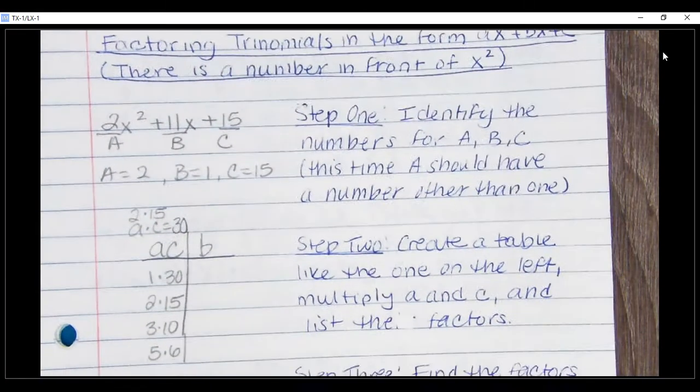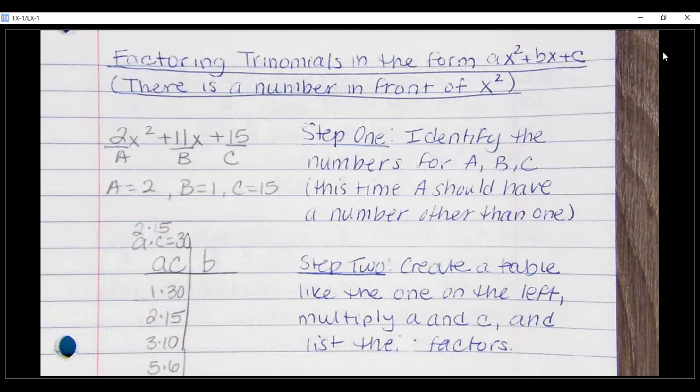Okay, here's the next problem. What if there is that number in front of x squared? So factoring trinomials in the form of ax squared plus bx plus c. There is a number in front of x squared. Oh no, what do we do? We're going to have to do a few more steps.